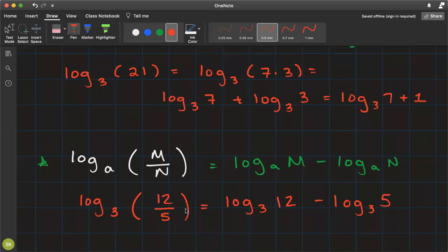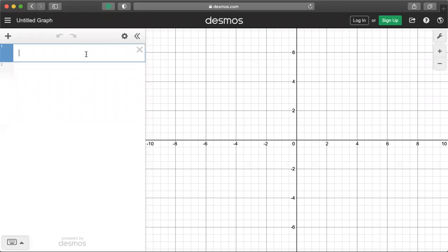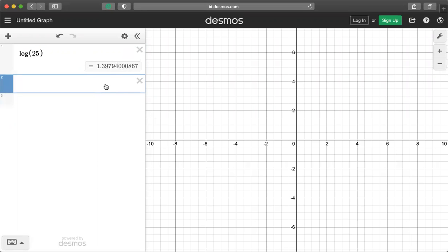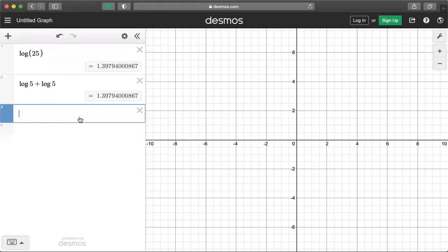I want to show you that these log rules work. So let me share my screen with desmos.com, and let's put in something like log of 25. Now remember, if I just see log here, we're assuming it has a base of 10. So this is log base 10 of 25, and I get 1.3795. Well, remember that 25 is 5 times 5. So if I put log of 5 and add to it log of 5, I have 1.3794, exactly what I see here.